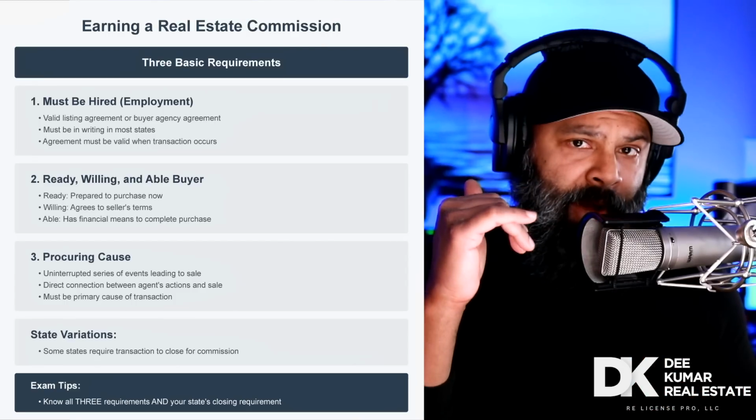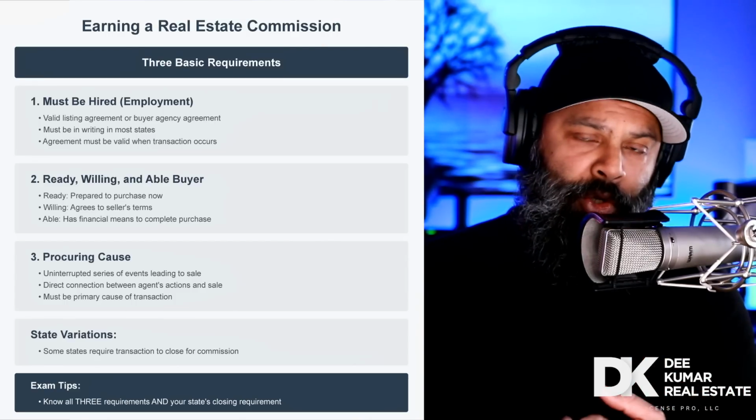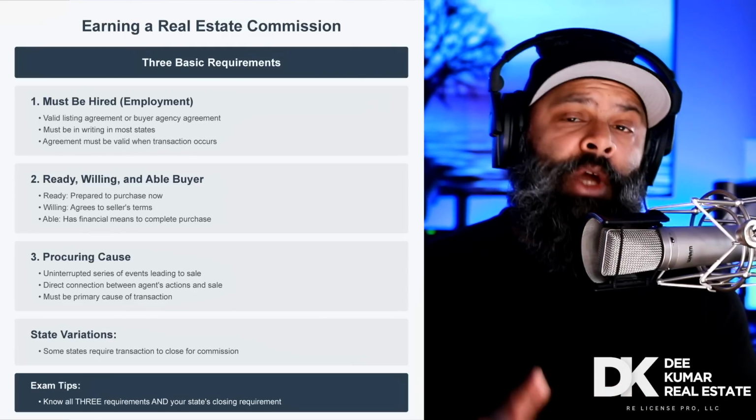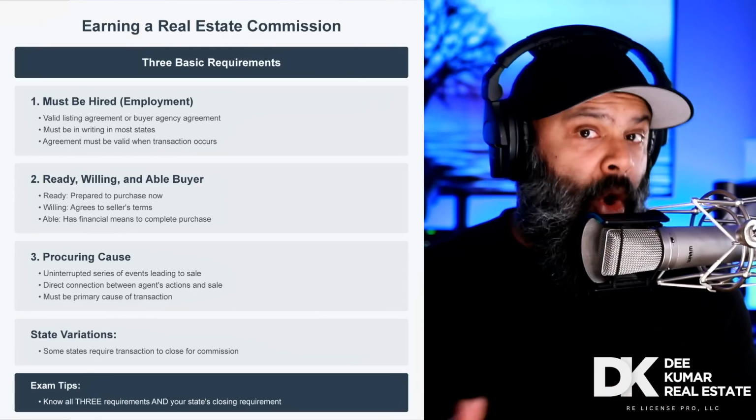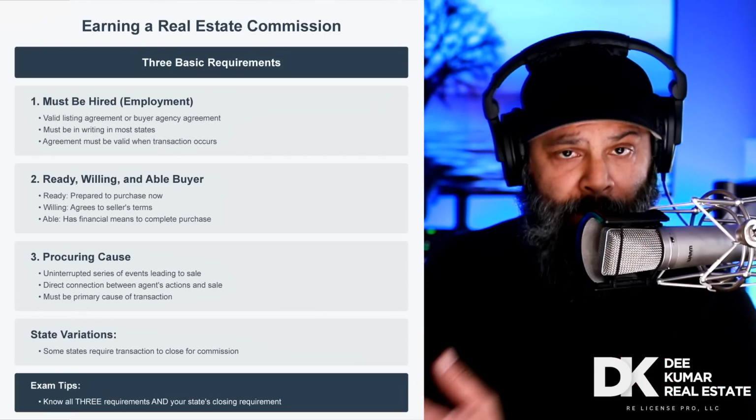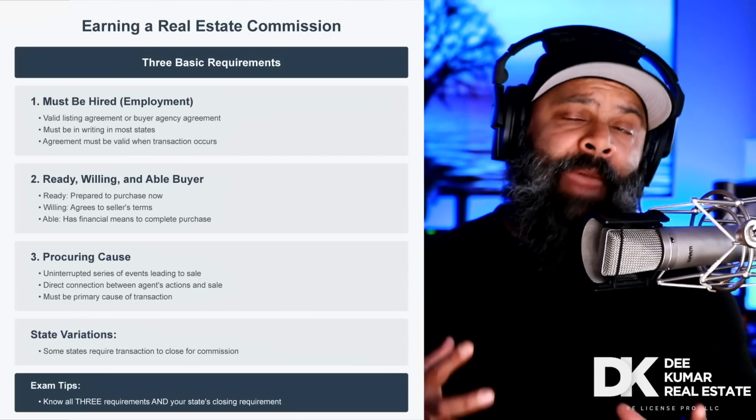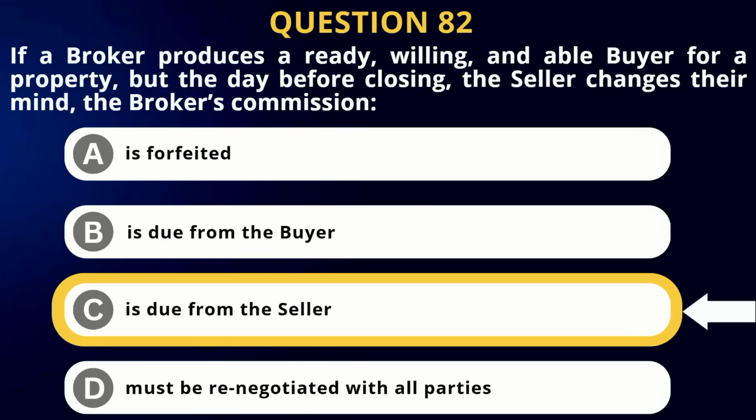Now, there's a hiring, right? So we have to have a hiring test. Were you hired? Number one. Number two, did you produce a ready, willing, and able counterparty? To the seller in this example would be a buyer. Number three, can you establish procuring cause? So if you note in this particular question, there are some elements missing. They didn't talk overtly or openly about the fact that they were hired, and they simply said that they produce a ready, willing, and able buyer.